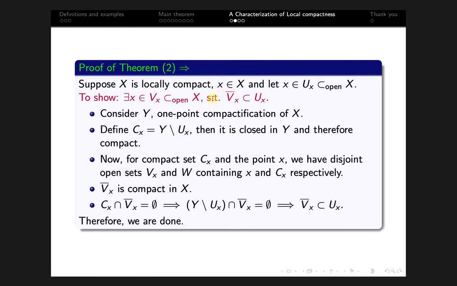Now only to show that Vx closure is contained in Ux. Now see that Cx intersection with Vx closure equals the empty set. Now replace Cx by Y minus Ux, because Cx equals Y minus Ux. So this implies Y minus Ux intersection with Vx closure equals the empty set. This implies Vx closure is contained in Ux. Therefore we are done.